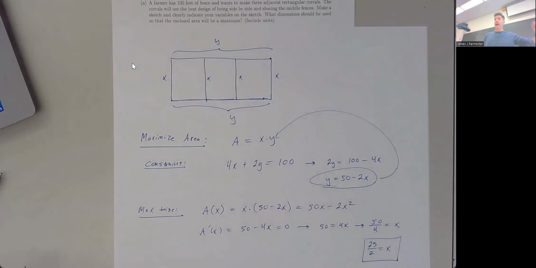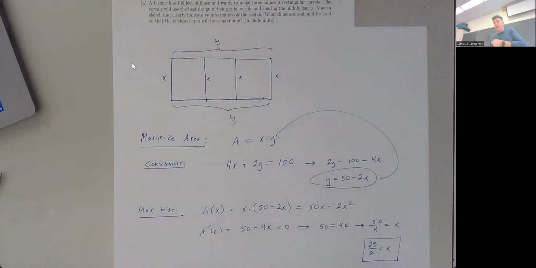Almost always, at the moment I find my critical value, I go back and read the question. So once you find what x is, go read the question. Okay, farmer has 100 feet of fence, wants to make 3 corrals. Corrals use the best design, blah, blah, blah. Make a sketch, indicate your variables. What dimensions should be used so that the enclosed area will be a maximum?